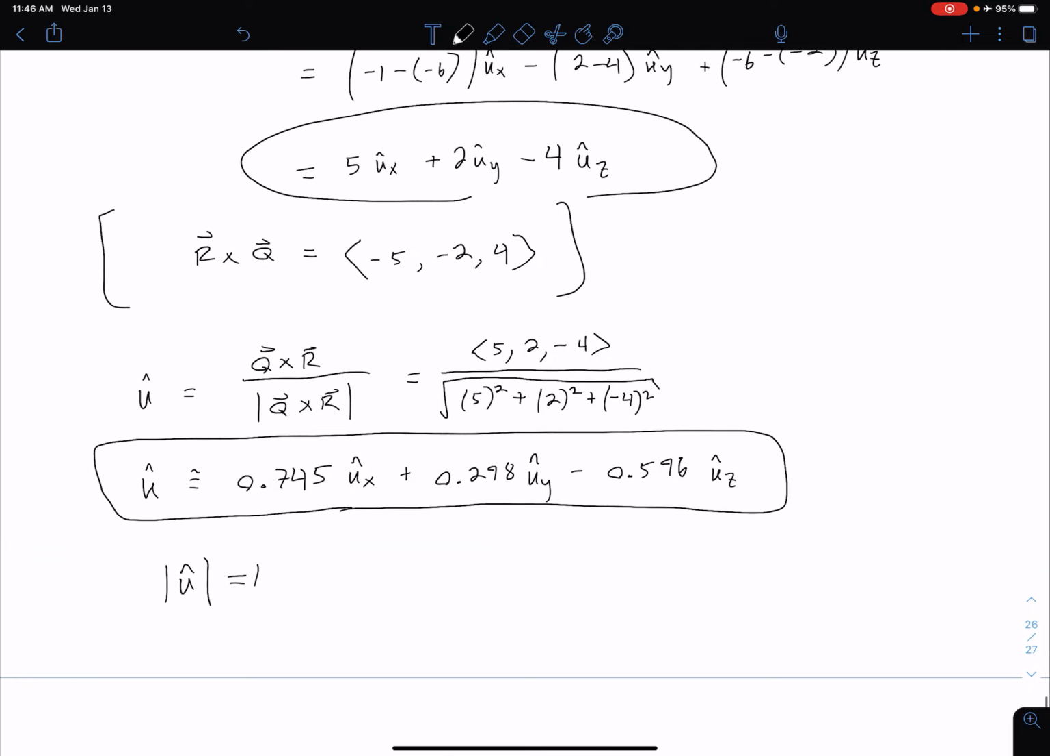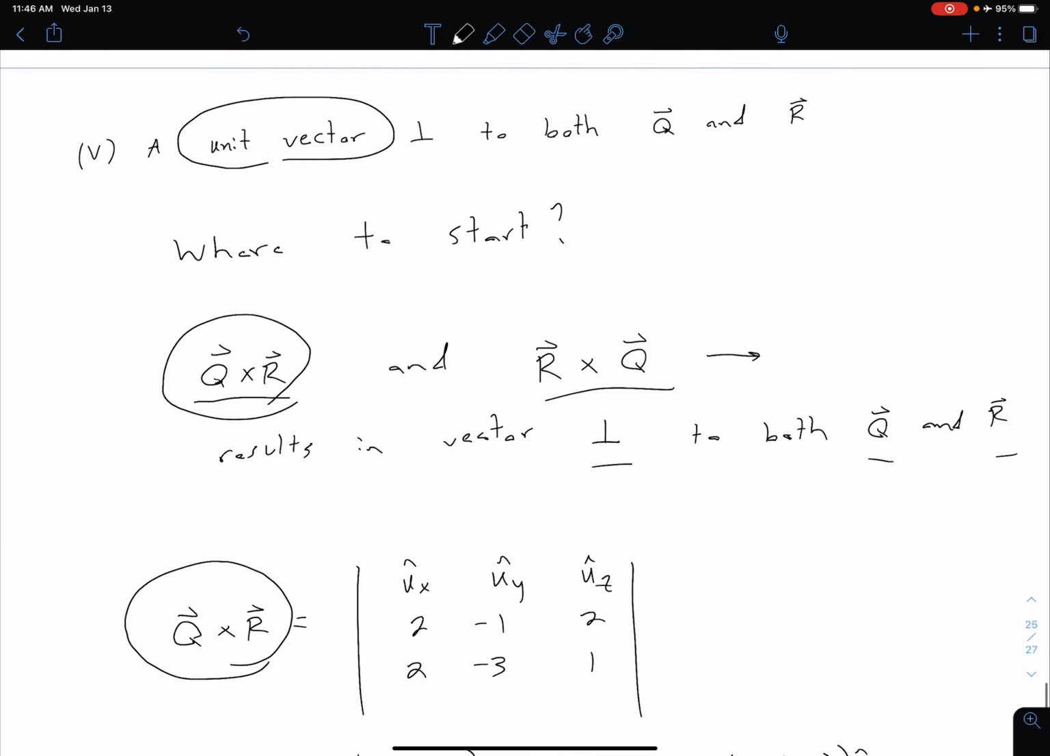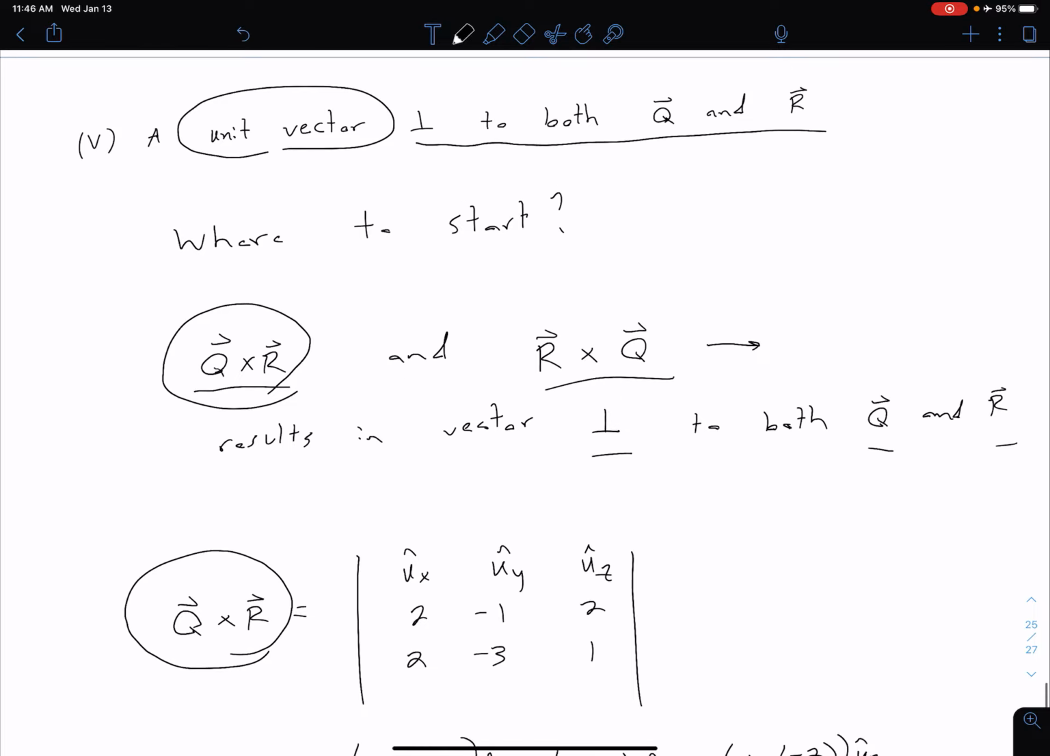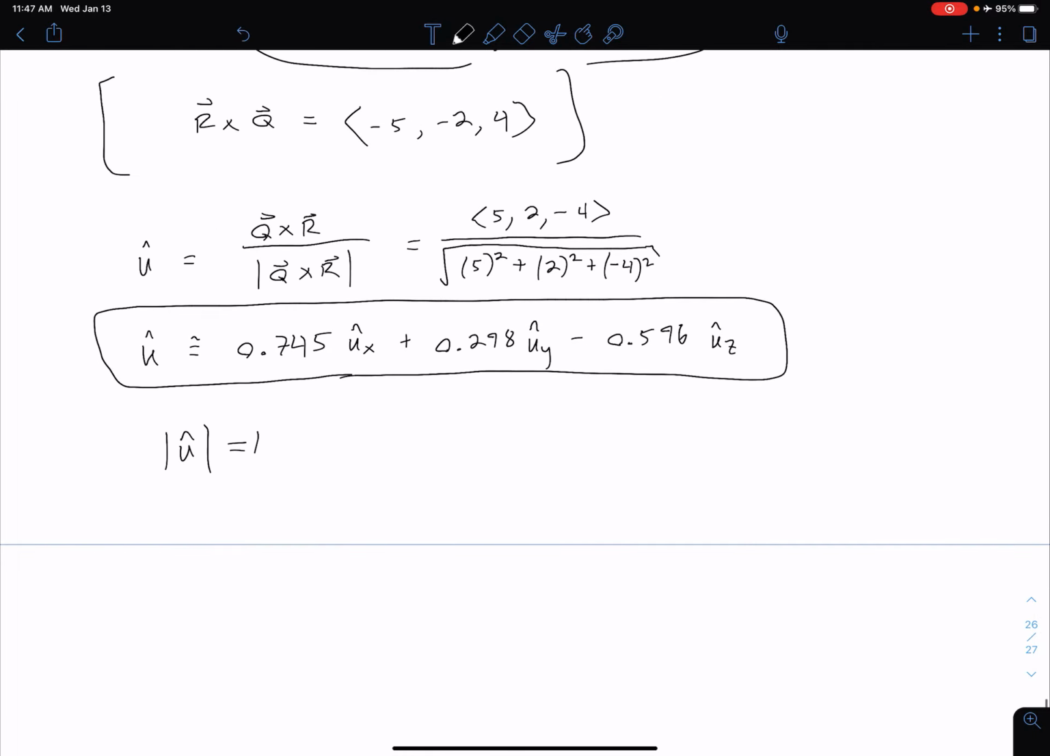Another thing that we need to check is we know we want this to be perpendicular to both Q and R, so how could we check that? Well, we can check that with our dot product. So we could do U dot Q, and we could do U dot R, and they should both be equal to 0. And the reason for that is because, remember, our dot product has that cosine theta term in there, and if they're perpendicular, our theta is equal to 90, and of course, cosine of 90 is 0.